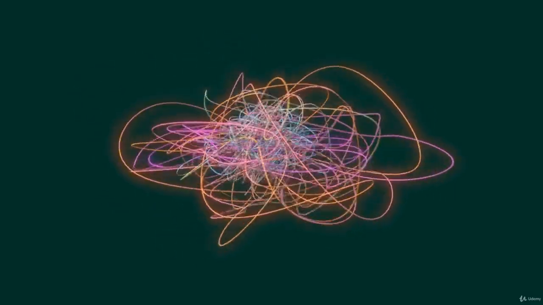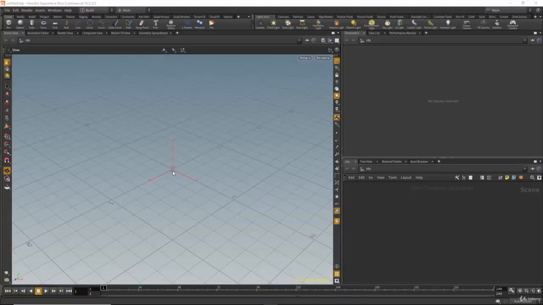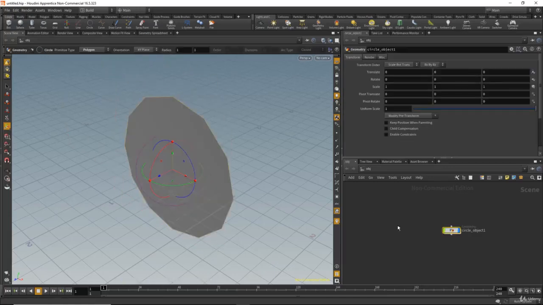In this lesson, I will show you how to generate curves from particles. So first, I'm going to create the emitter by coming to the shelf and clicking on circle. You can choose a sphere too if you want. In my case, I will choose a circle and I will hit enter.